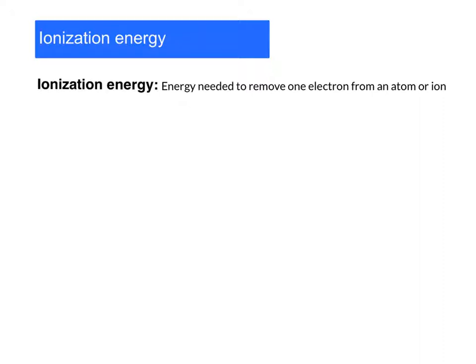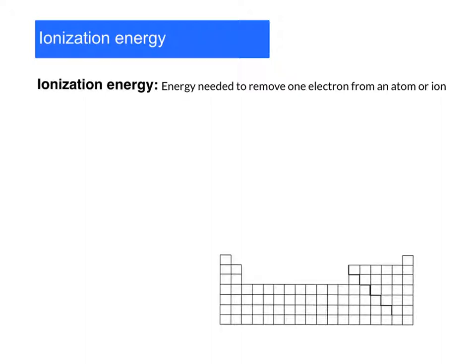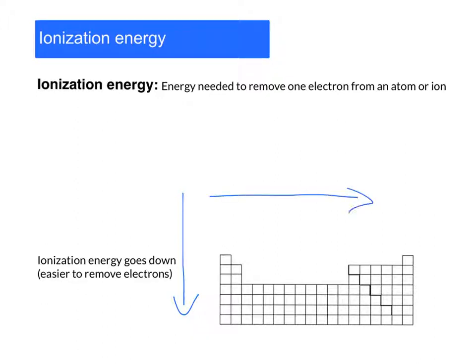So as we go down the periodic table, as I just said on the previous slide, the atoms are going to get bigger. So the electrons are going to get further from the nucleus, which means it's going to be easier to remove those electrons. So as we go down the periodic table, it's going to get easier to remove the electrons, so the ionization energy is going to get lower. And as we go across this way, remember our effective nuclear charge is going up, and so that means the electrons are going to be held more tightly. So as we go across, the ionization energy is going to go up because it's going to get harder to remove electrons.